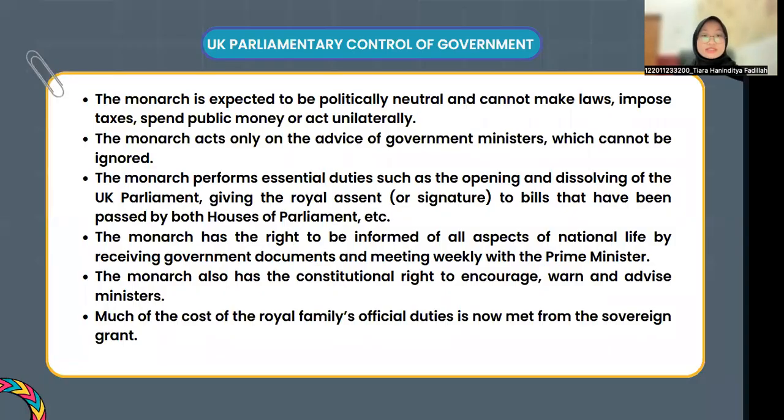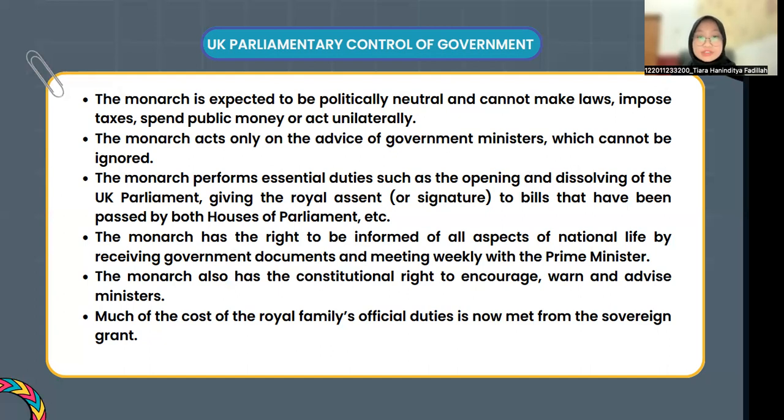So the monarch is expected to be politically neutral, which is supposed to reign but not rule, and cannot make laws, impose taxes, spend public money, or act unilaterally. And the monarch acts only on the advice of government ministers, which cannot be ignored. Britain is therefore governed by His Majesty's government in the name of the king. He has a similar role in the devolved governments.